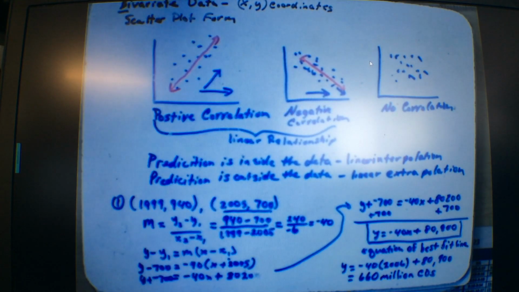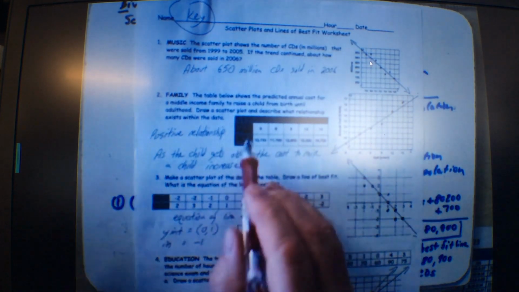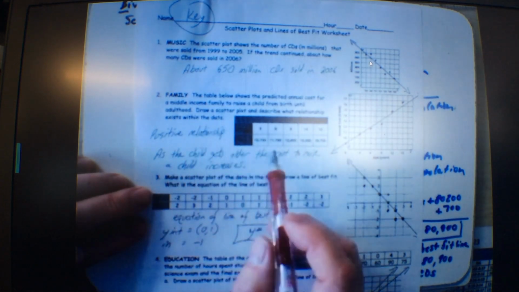All right, now let's take a look at the next one. It says, the table shows the predicted annual cost for a middle income family to raise a child from birth until adulthood. Draw a scatter plot to describe the relationship that exists within the data. Here are your points, and you can see I've drawn this for you. I've kind of given you the benefit of the doubt. I better cover some of these up or you'd be copying them all. If I do 3 and it's about 10,700, you'll notice there's another break in here. So 10,700, and then 6 and 11,700, 9, 12,600, 12, 15,000, and then 15 is about 16,700.